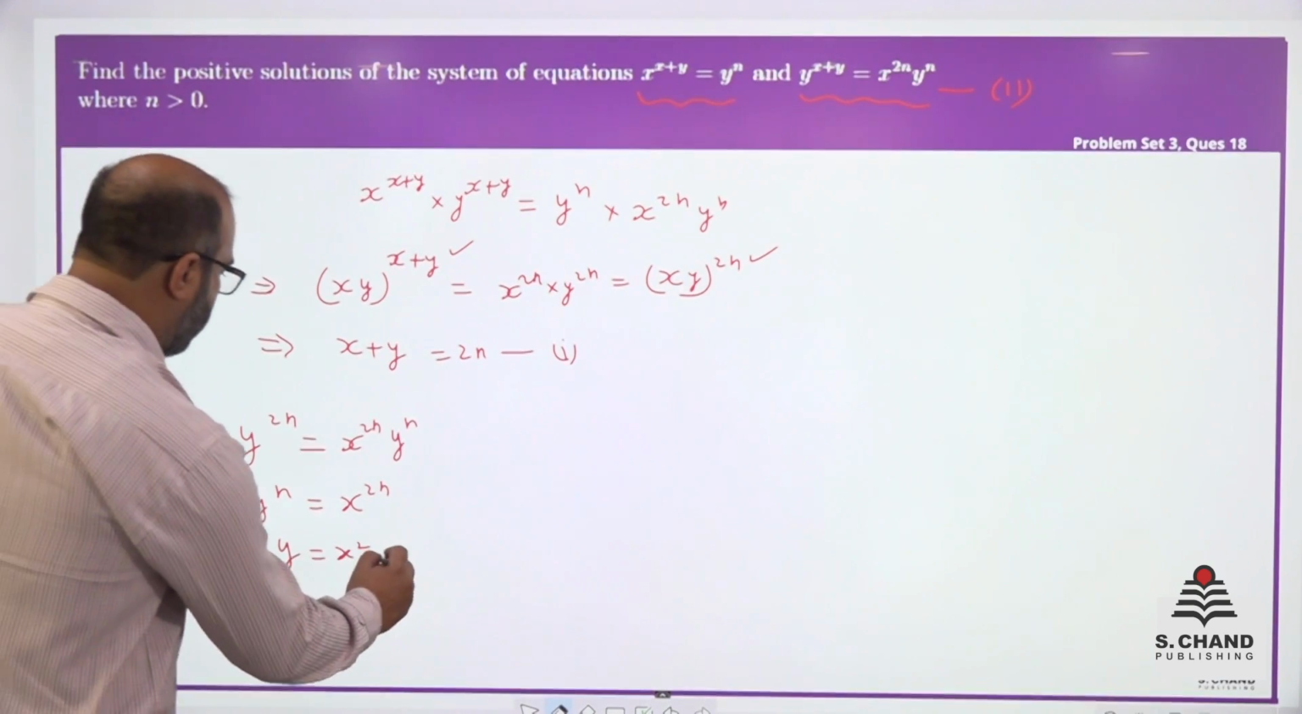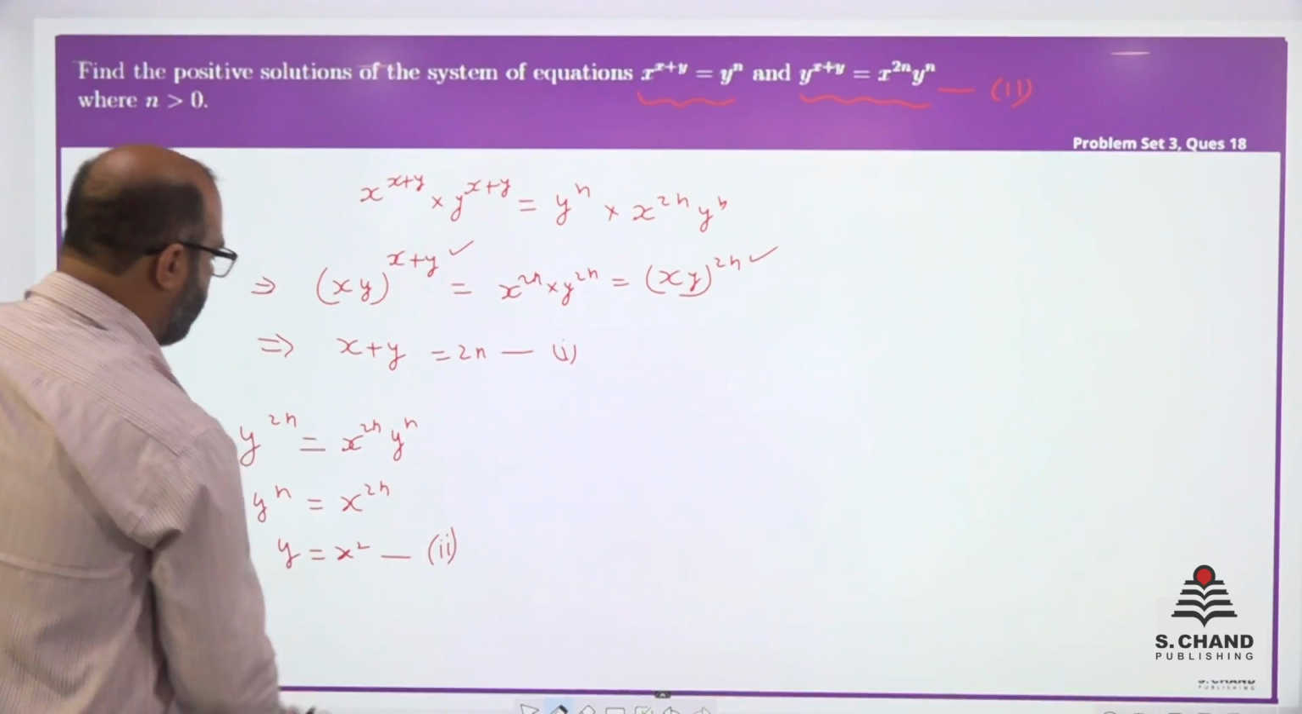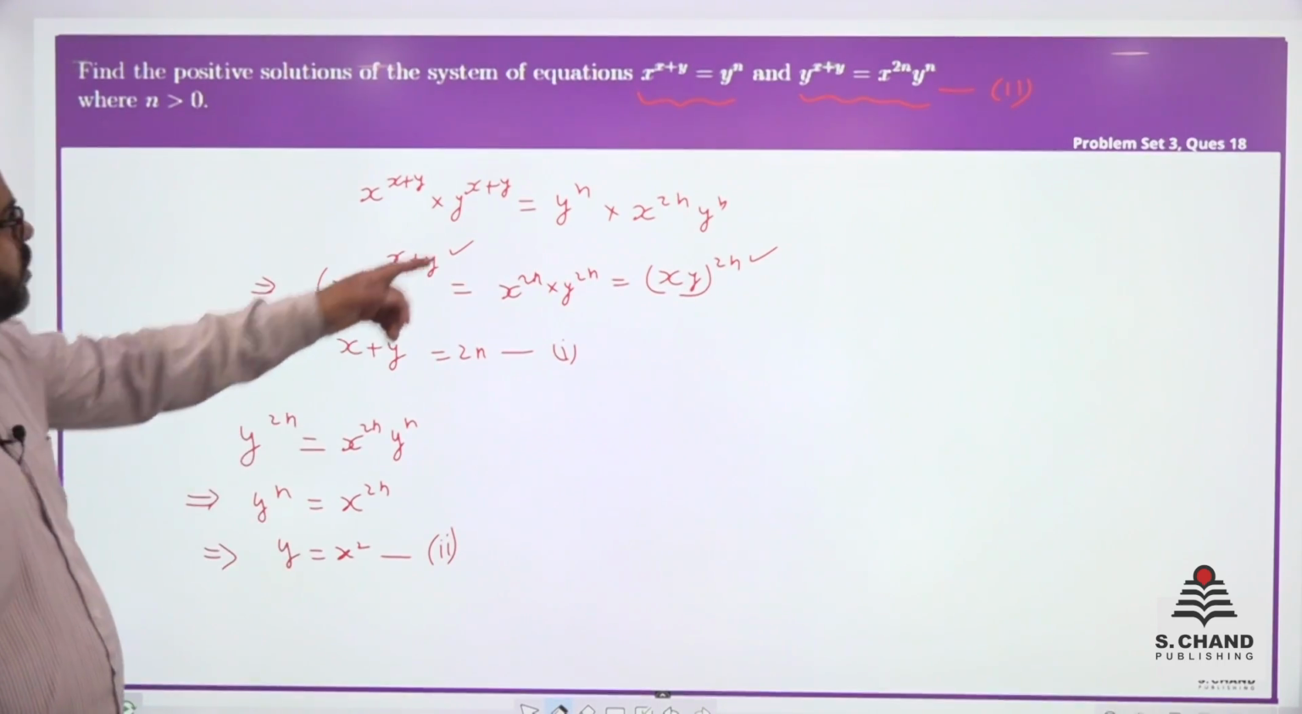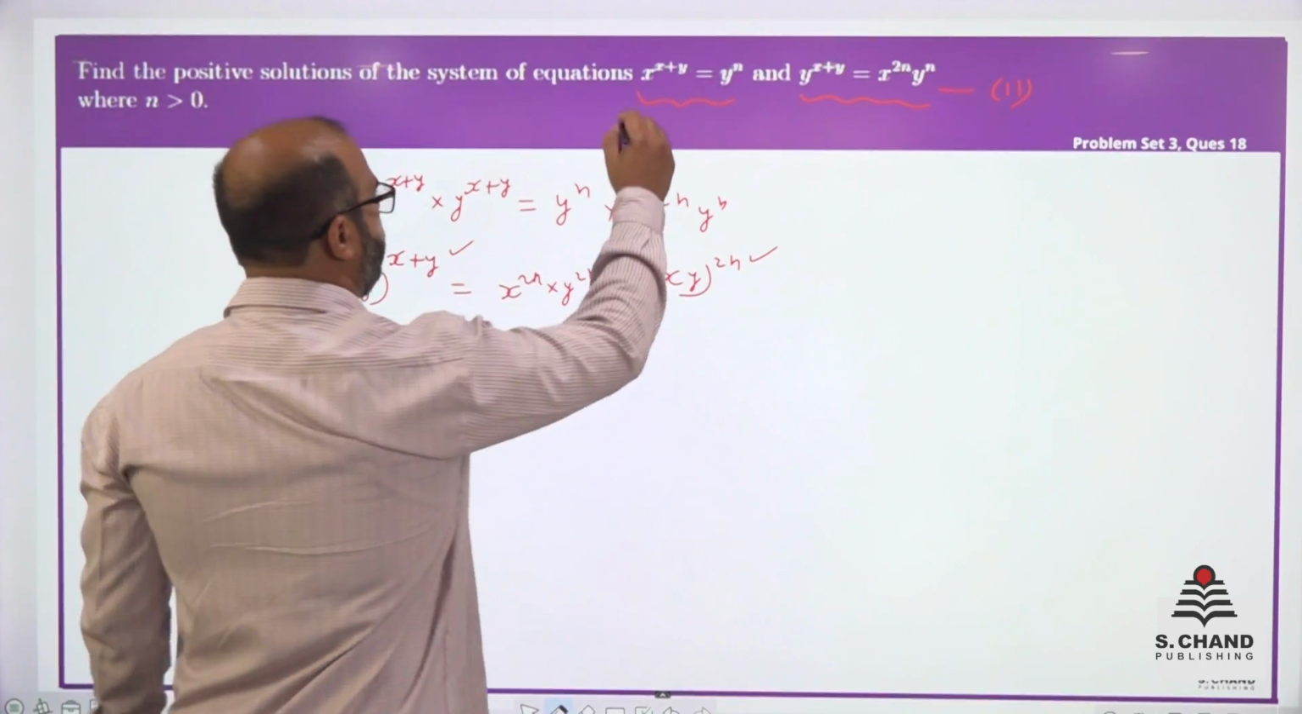So, this is another equation which has come. Now, y is equal to x square I am using in the first one. This is the first one.